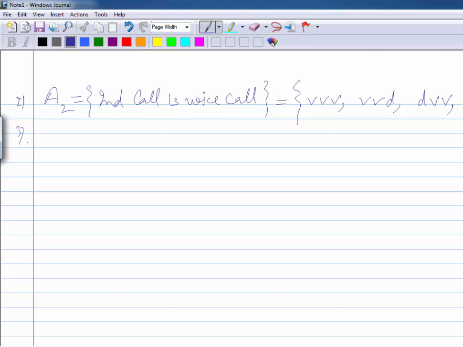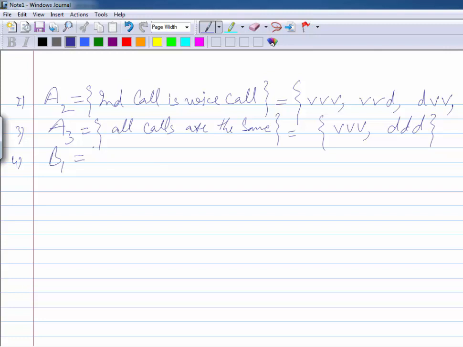If we go to the third one, A3 says that all calls are the same. So there are 2 possibilities: either all 3 are voice calls or all 3 are data. Now the fourth question is B1. B1 is again that the first call is a data call. So the first call is data, followed by voice or data for the others. This is the possibility.